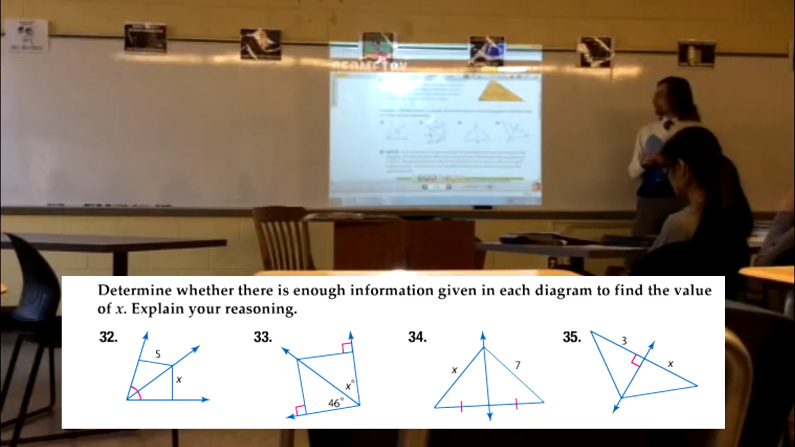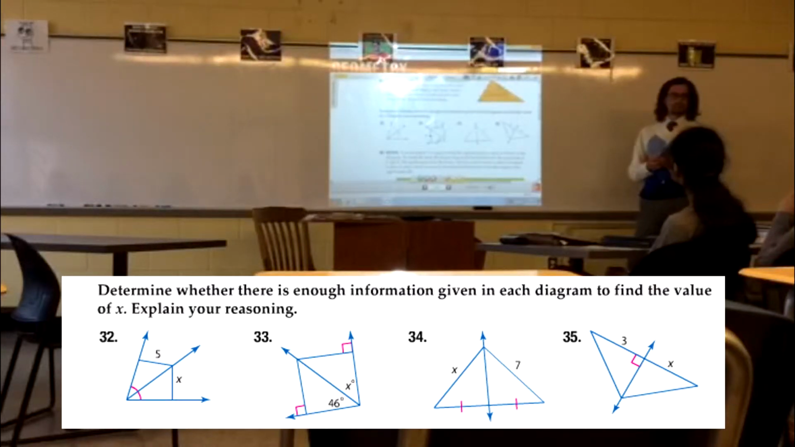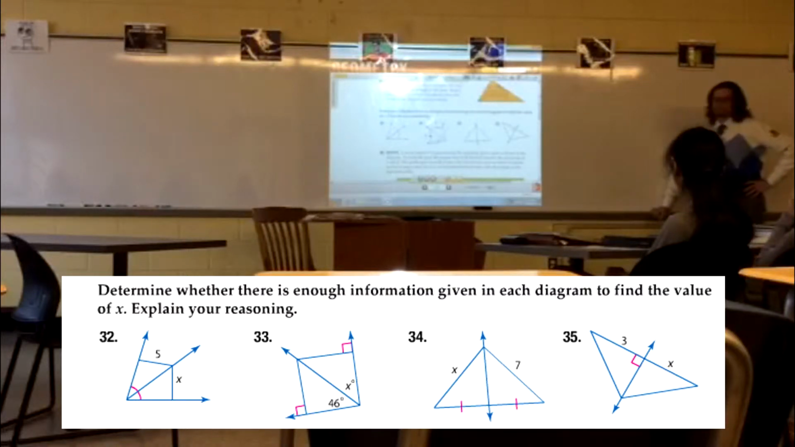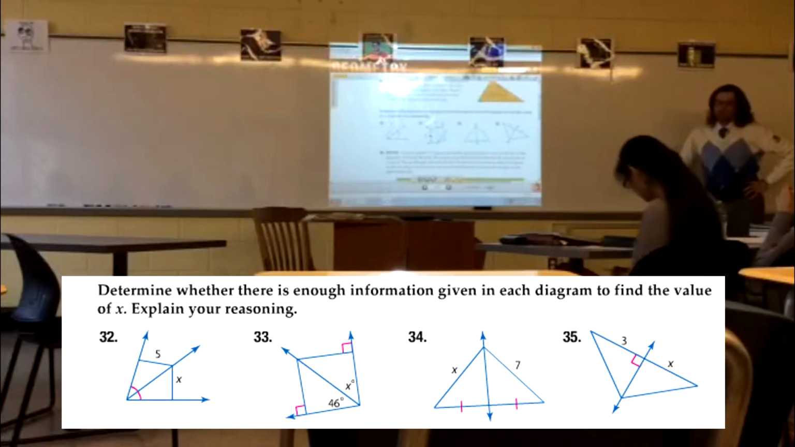34? 34. No. A lot of no's. What are we missing? The perpendicular. We're missing perpendicular lines. So again, thinking about congruent triangles, we don't know any angle measures, and all we have is two pairs of sides. So we would need at least one more piece of information there to determine that x was going to be 7, or those distances were going to be the same. And at 35, do you have enough info?